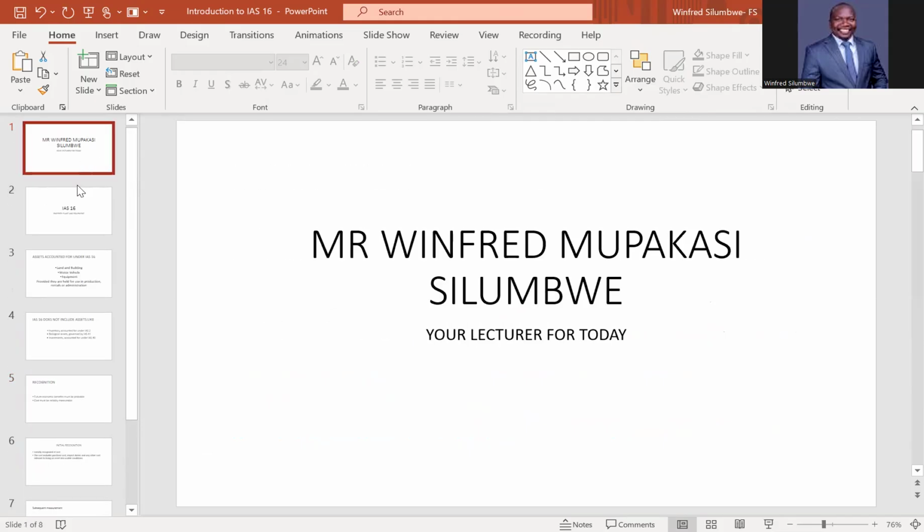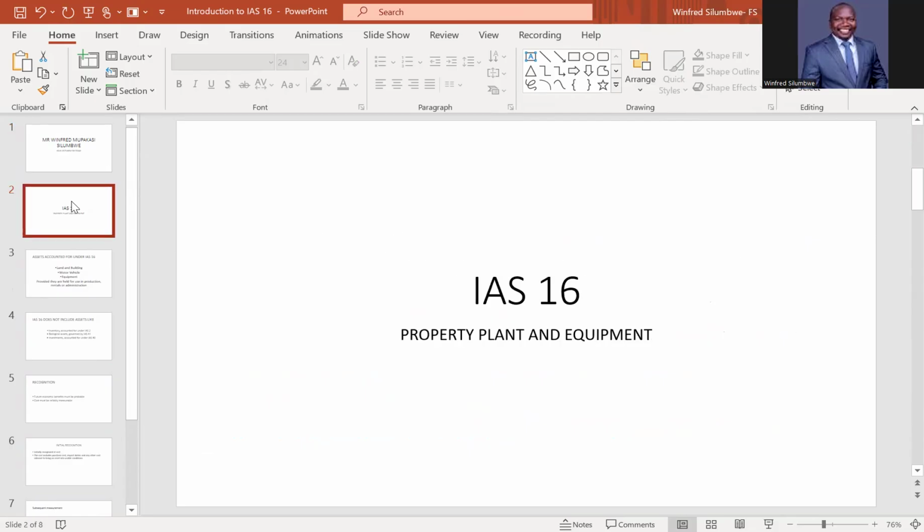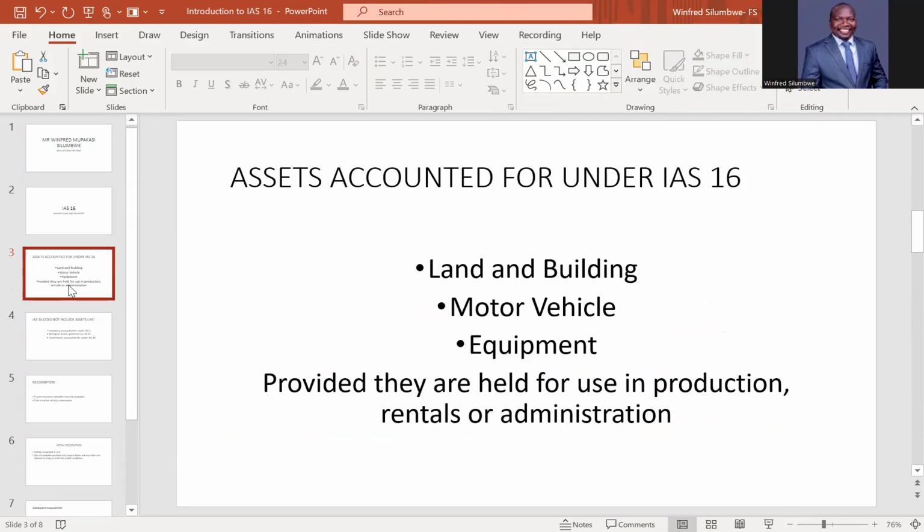So in a nutshell, we are saying property, plant, and equipment, PPE, is accounted for under IAS 16. And it's not every asset. It includes land and buildings, equipment, but there is a condition. Those assets should be used for the purpose of production, administration, or getting rentals. I think I've explained that you can have two houses, this one used for this purpose and that one for another, and they should be accounted for differently.